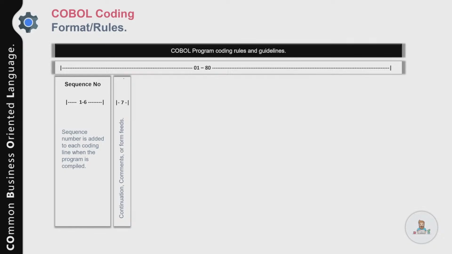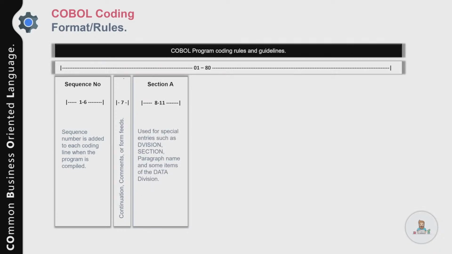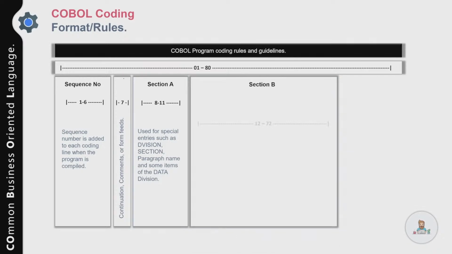Position number 7 or column number 7 is generally used for comments, continuation, or form feeds. Positions 8 to 11 are termed section A, and it is generally used for special entries such as division, sections, paragraph names, and some items of the data division. Then you have positions 12 to 72. It is termed section B, and it is generally used for most of the COBOL entries including procedure division sentences.